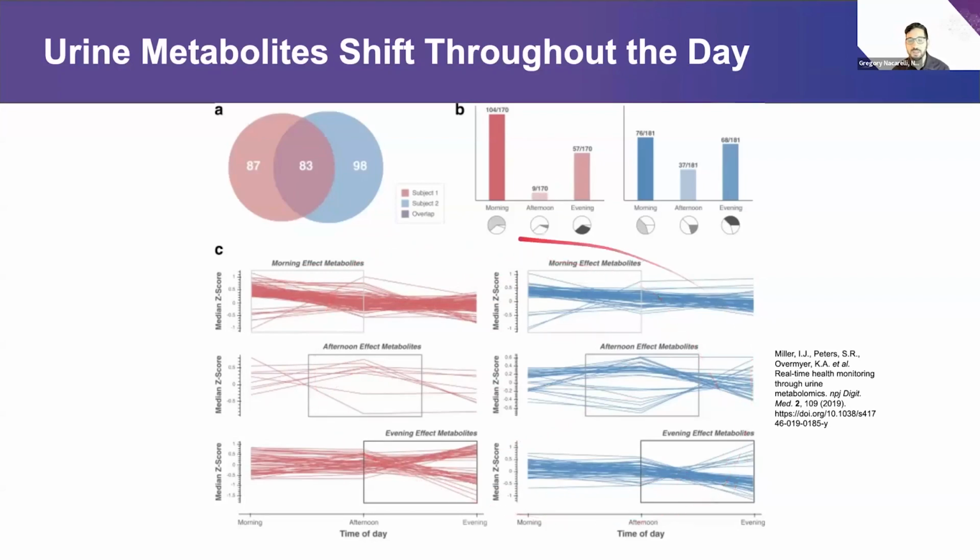And so depending on the time of day, the urine metabolites are highly variable. So it's just another factor to consider: when is somebody testing their urine metabolites? This type of thing matters.